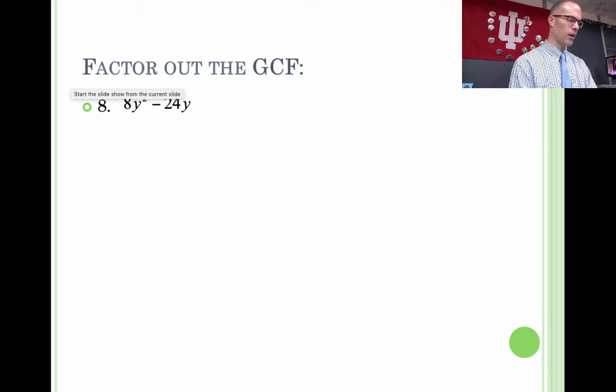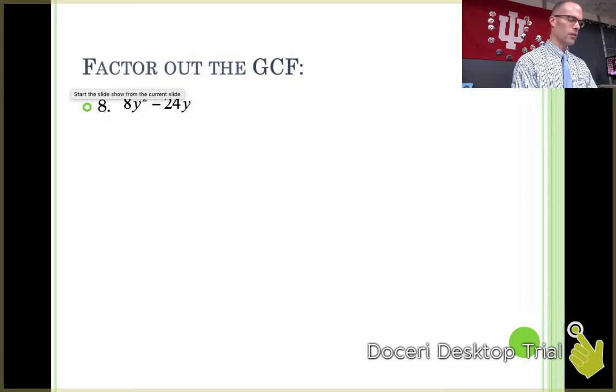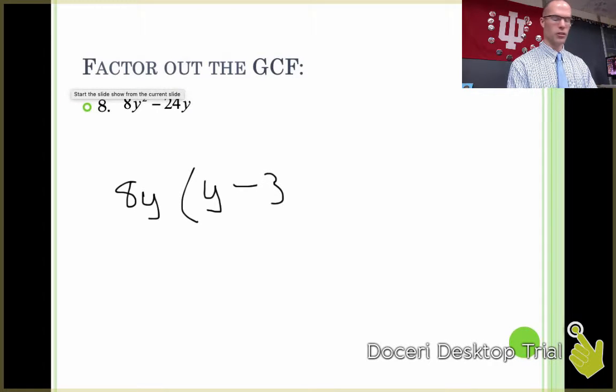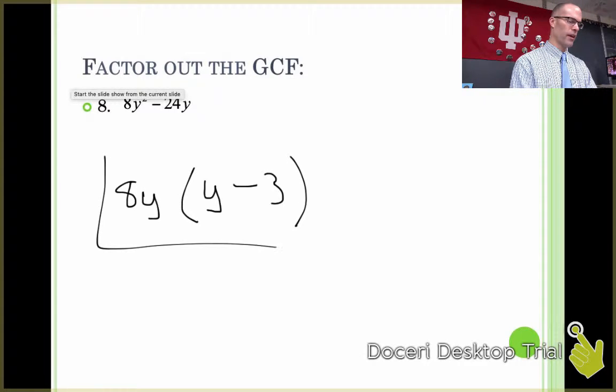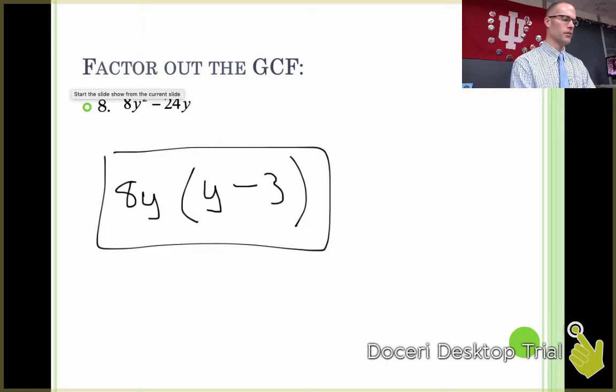Okay, so we've got 8y squared minus 24y. They both have an 8 in common, so I can take an 8 out and a y. When I factor that out, 8 divided by 8 is 1, y squared over y is just y to the first, minus 24 divided by 8 is 3, y divided by y just gives you 1, so there's no y with that last one there. So we have 8y times the quantity y minus 3.